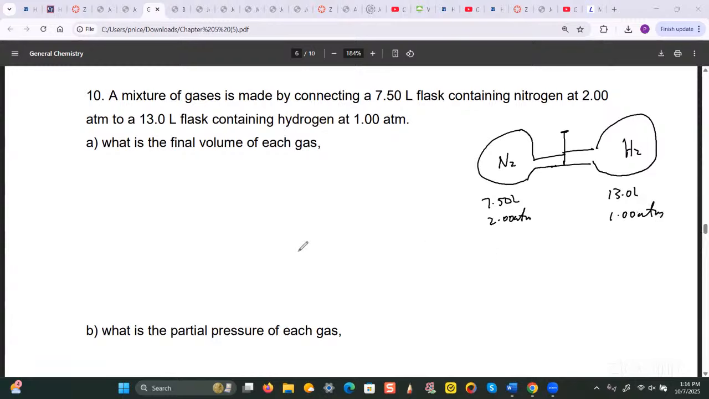So basically, let's say you open this up. Let me erase this here. So let's say you open this up so that the hydrogen and nitrogen can freely mix together in the entire apparatus. So the first question is asking for the final volume of each gas. So what do you think the final volume is?